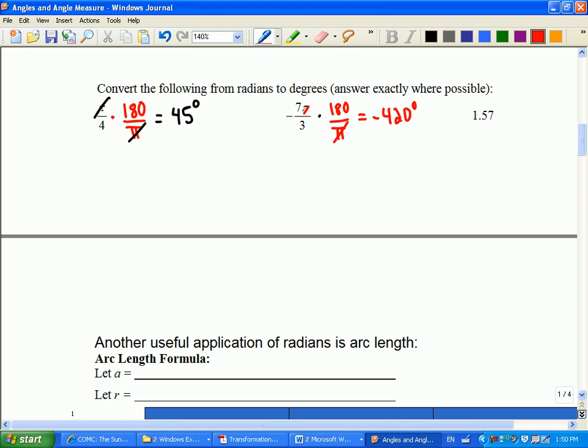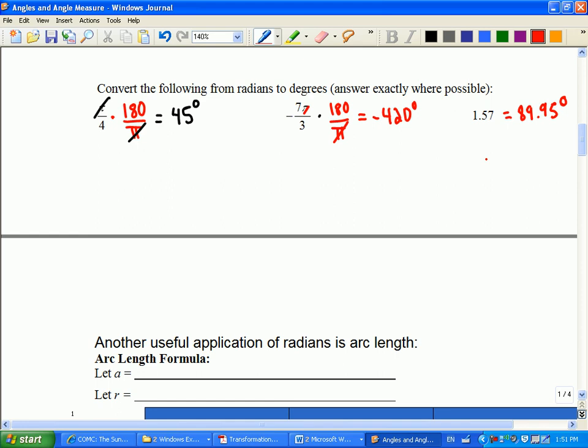All right, and then finally, you're not always going to get a nice perfect number like that. So we'll just try one here in case you've got a decimal. Not that I think it'll throw you that much. 1.57 times 180 over pi. So I end up with about 90 degrees. So it's like 89.95 degrees.